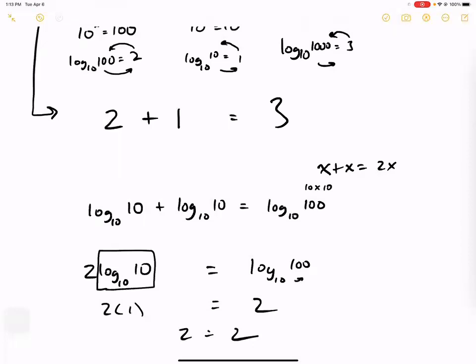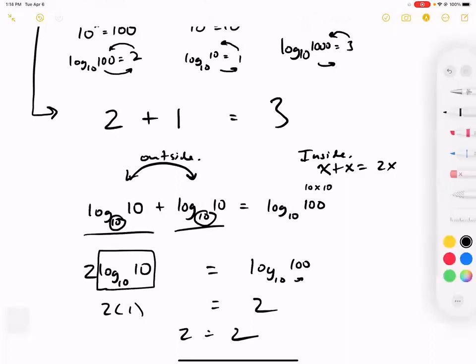So sure, we can add them as if they were algebra problems, but they have to be exactly identical. If we look at this problem and we say, well, how do you combine them? If they have the same base, and I'm adding logs on the outside, we multiply on the inside.